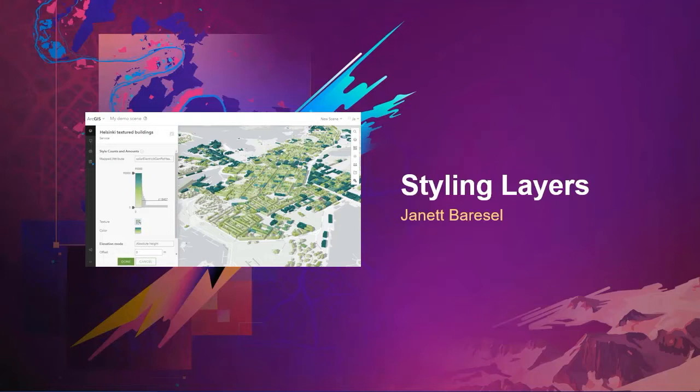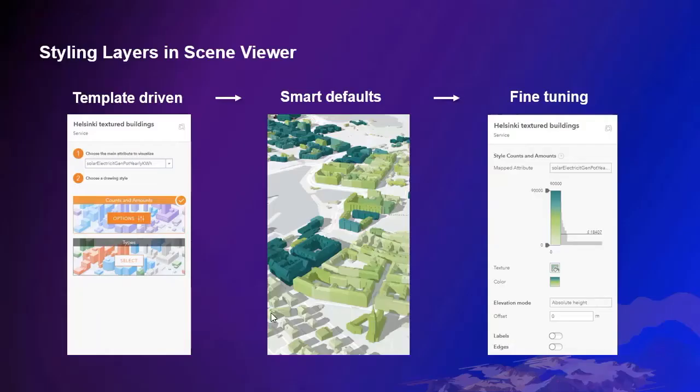Styling in Scene Viewer uses the Smart Mapping user experience. And for those of you who have not used it, Smart Mapping consists of 3 parts. First, based on your layer and your attribute, we suggest a couple of templates or layer styles.